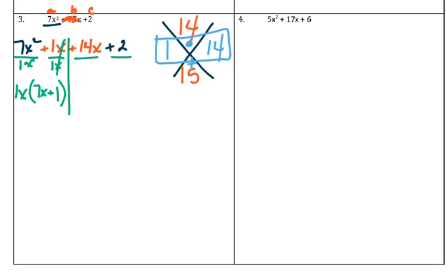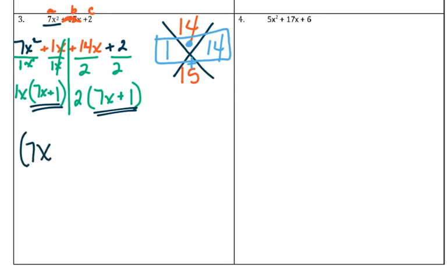What can we divide by? We can divide those both by 2. So I write down a 2. 14x divided by 2 is 7x. 2 divided by 2 is 1. So now I did it correctly because the number in parentheses is the same. I'm going to write that number first, 7x plus 1. Then my leftovers, there's a 1x and a positive 2.